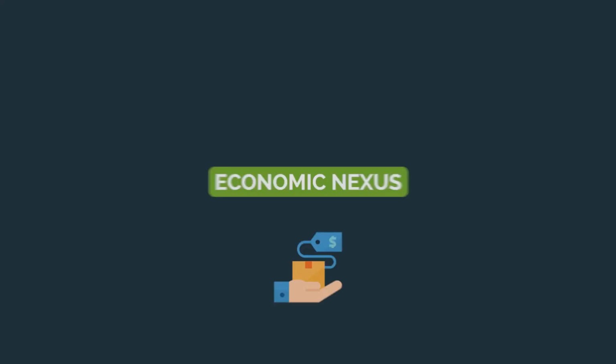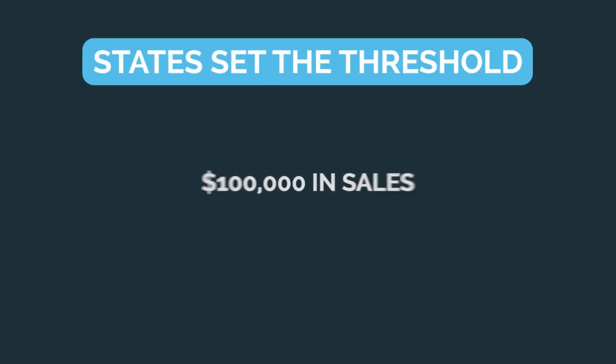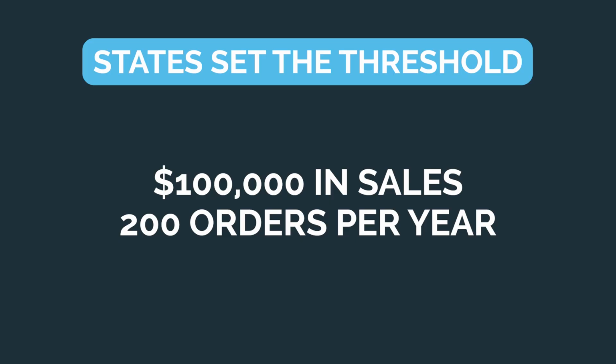The next one is economic nexus. This is based on sales volume or transaction count. If you sell a certain amount into a state, even with no physical presence, the state can still require you to collect sales tax. Many states set that threshold at 100,000 in sales or 200 orders per year, but that varies by state.